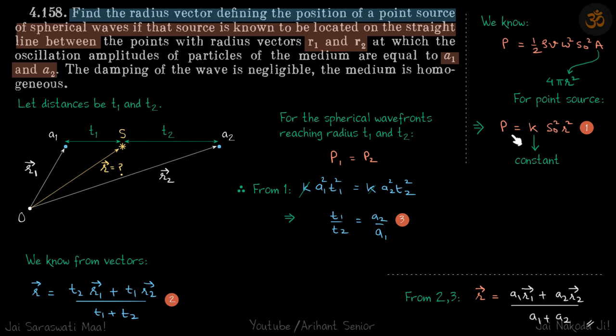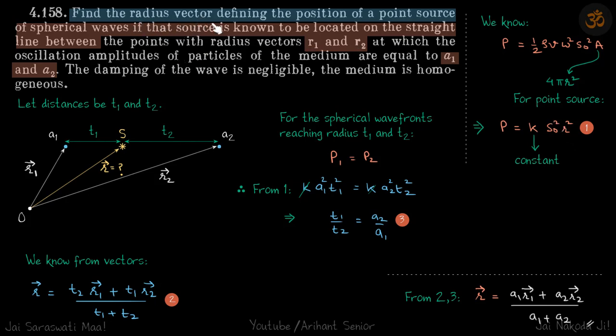So we can say power is some constant times s naught square r square, because for a medium rho, v and omega for a wave, and 4 pi, everything else is a constant. So power is of the form k s naught square r square. Now let's do the problem.